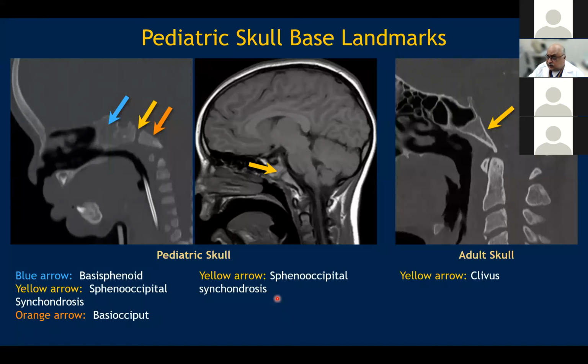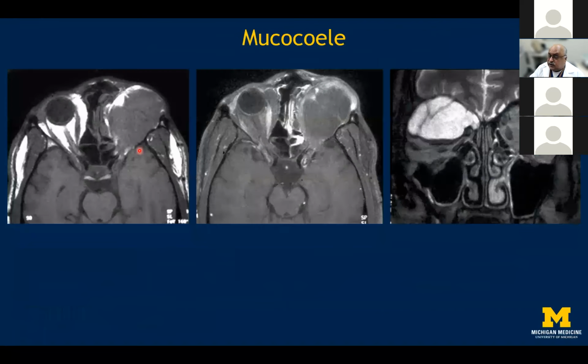In the pediatric head and neck, make sure that the normal structures are not called abnormal. For example, the spheno-occipital synchondrosis, which is not yet ossified, may be erroneously reported as a fracture. Certain mimics are also important for us to know. This is the pre-contrast T1, this is the post-contrast, and this is the T2 weighted sequence here in a patient who came with progressive proptosis.